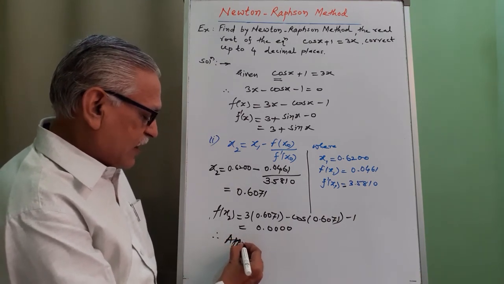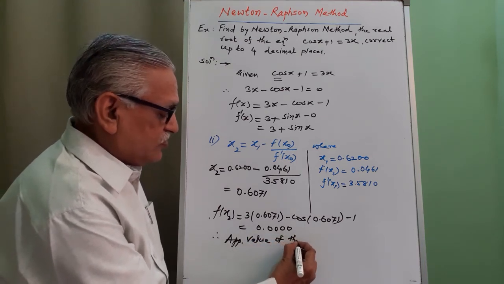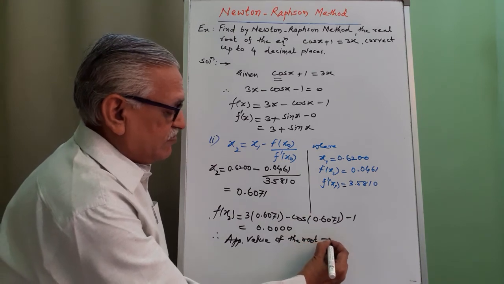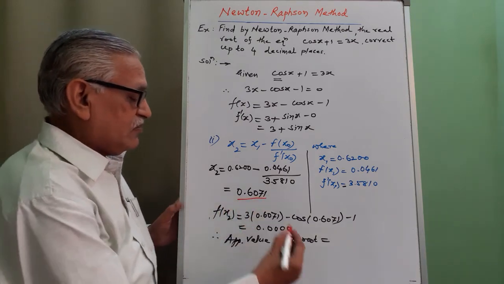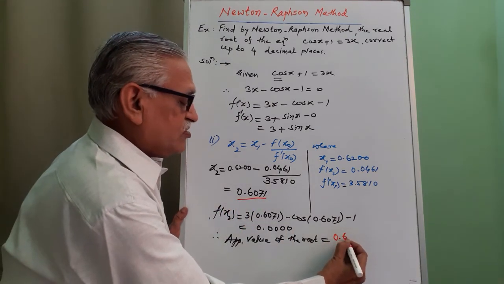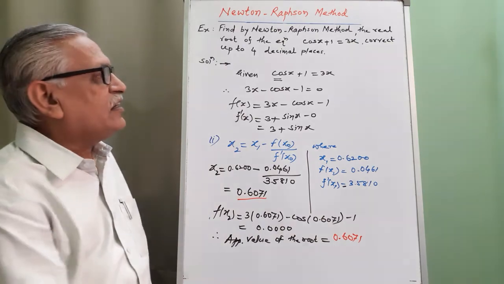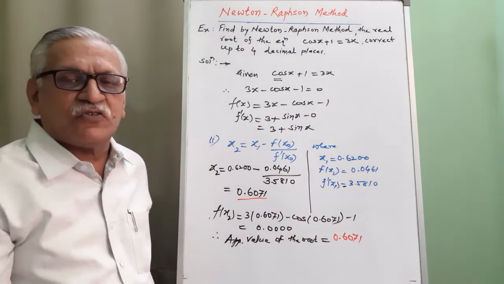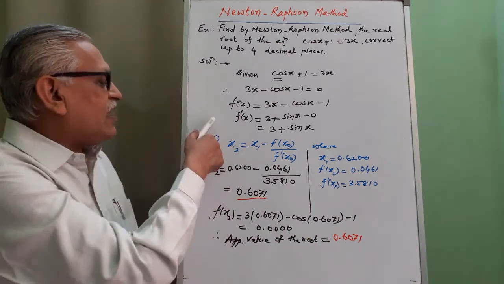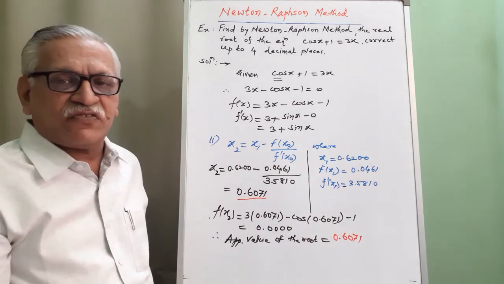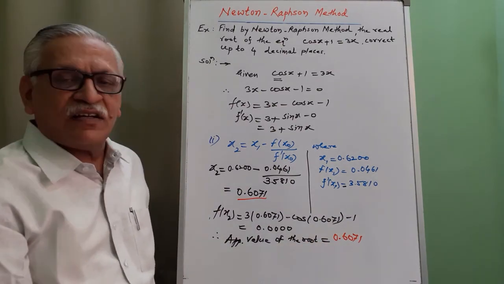and therefore the approximate value of the root is this one, 0.6071. This is the real root of this equation by applying the Newton-Raphson method or Newton-Raphson technique. Once again, the iterations required were only 2. In 2 steps only we are able to get the required root.